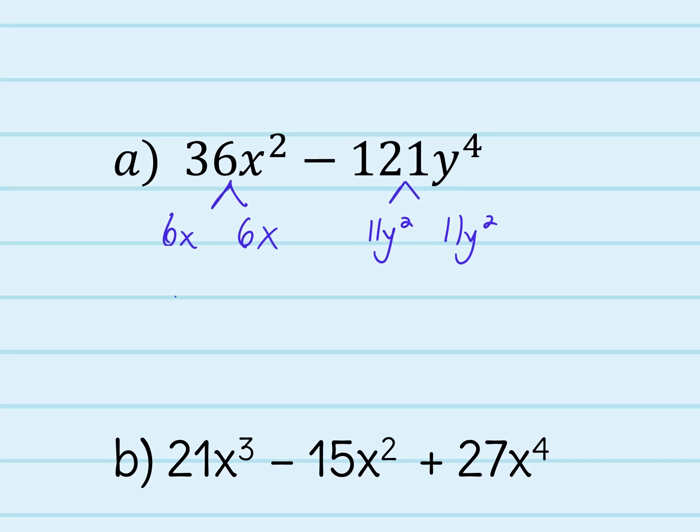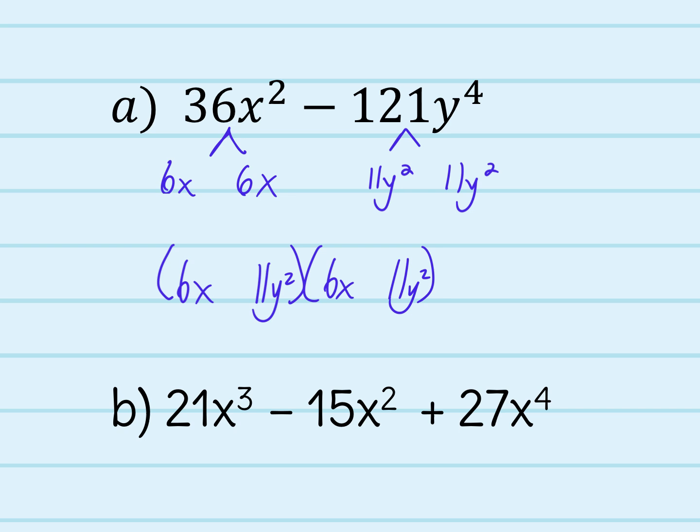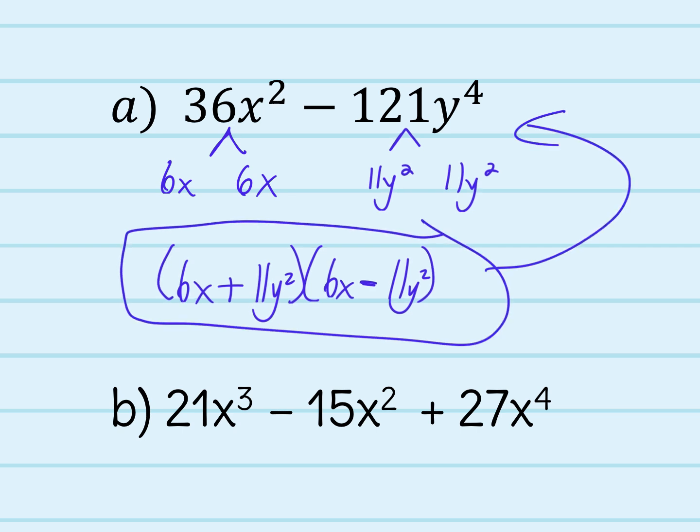If I have the difference of perfect squares, my 2 parentheses have the same terms, 6x in the front, 11y squared at the back, and different signs in the middle. So one is a plus and one is a minus. It doesn't matter where the plus goes, where the minus, just as long as you have one of each. And if you wanted to check, you could FOIL those back out and you would end up with what you started with.